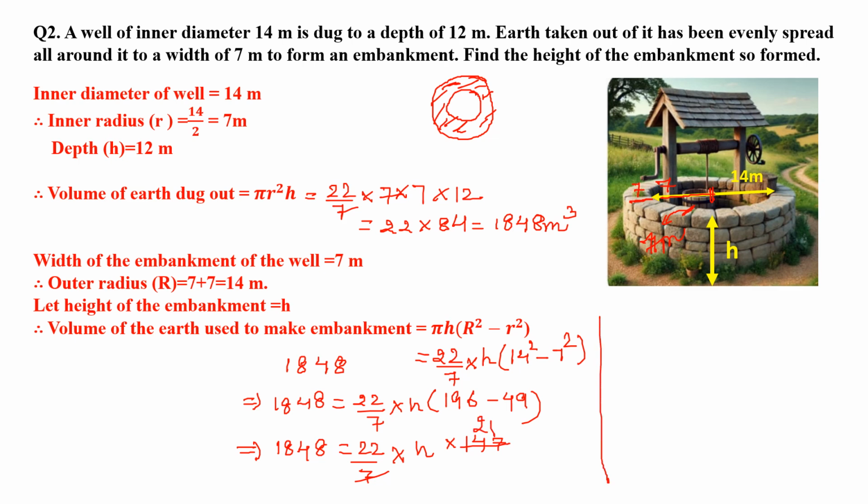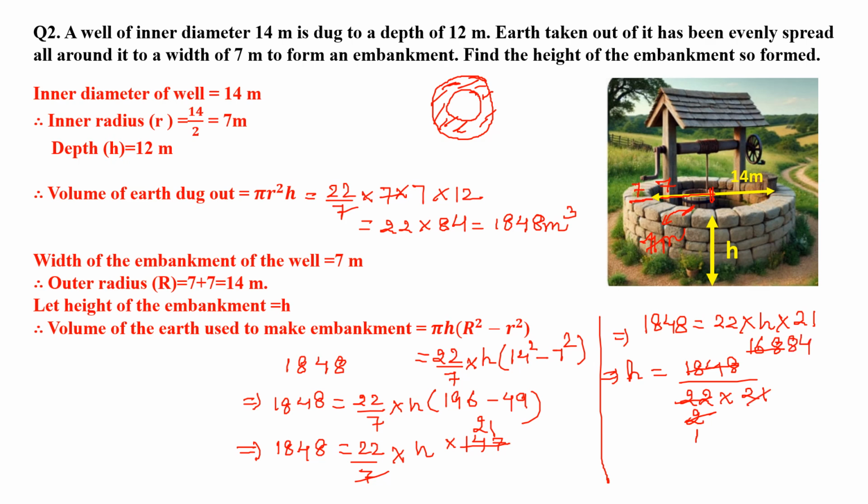So now from here it is 1848 equal to 22 into h into 21. Now you have to solve and get the value of h. So I'm going to transpose everything. So 1848 divided by 22 into 21. If I use the 11 table, 11 times 2, this will give me 11 times 168. And then again 2 times 84 and 21 times 4. So from here I am getting the height of the embankment as 4 meter.